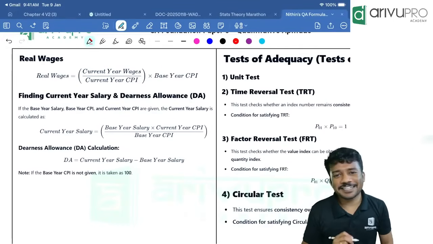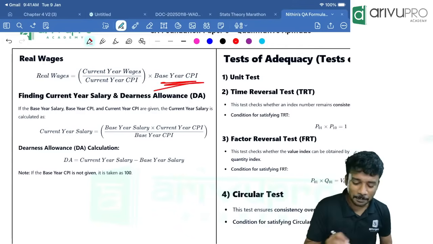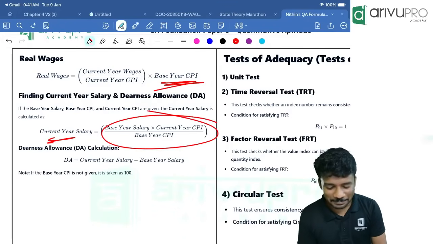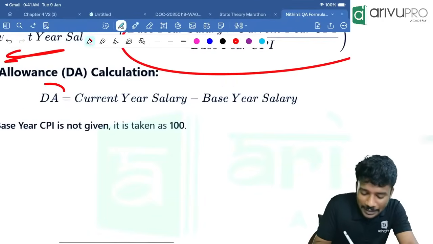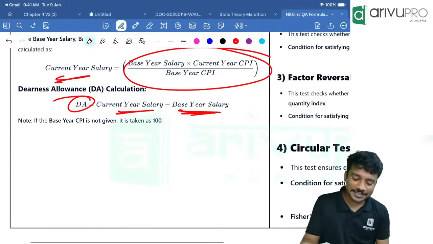And the final page, we are already there. Real wages is nothing but current year wages divided by current year CPI into base year CPI. Current year salary is nothing but base year salary into current year CPI divided by base year CPI. Then most important part, dearness allowance is nothing but current year salary minus base year salary, people.